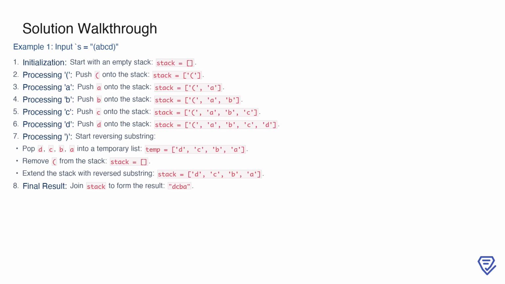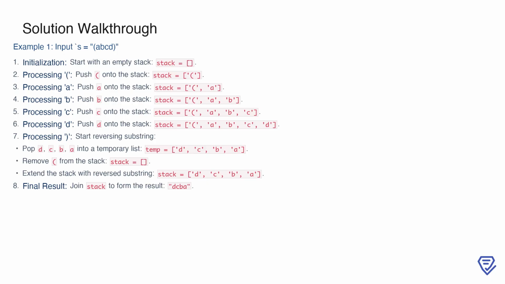To solve the problem, we start by initializing an empty stack, which will help us track characters and parentheses as we process the string. First, we encounter the opening parenthesis, so we push it onto the stack. Then, as we process the characters A, B, C, and D, we push each one onto the stack. When we reach the closing parenthesis, we know it's time to reverse the substring inside the parentheses.